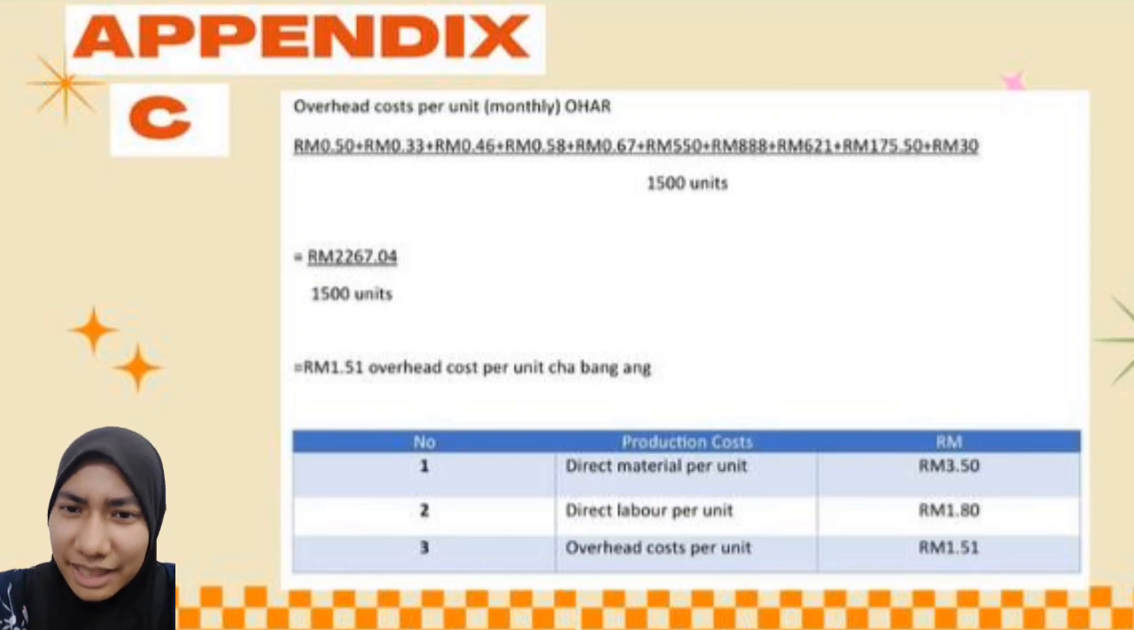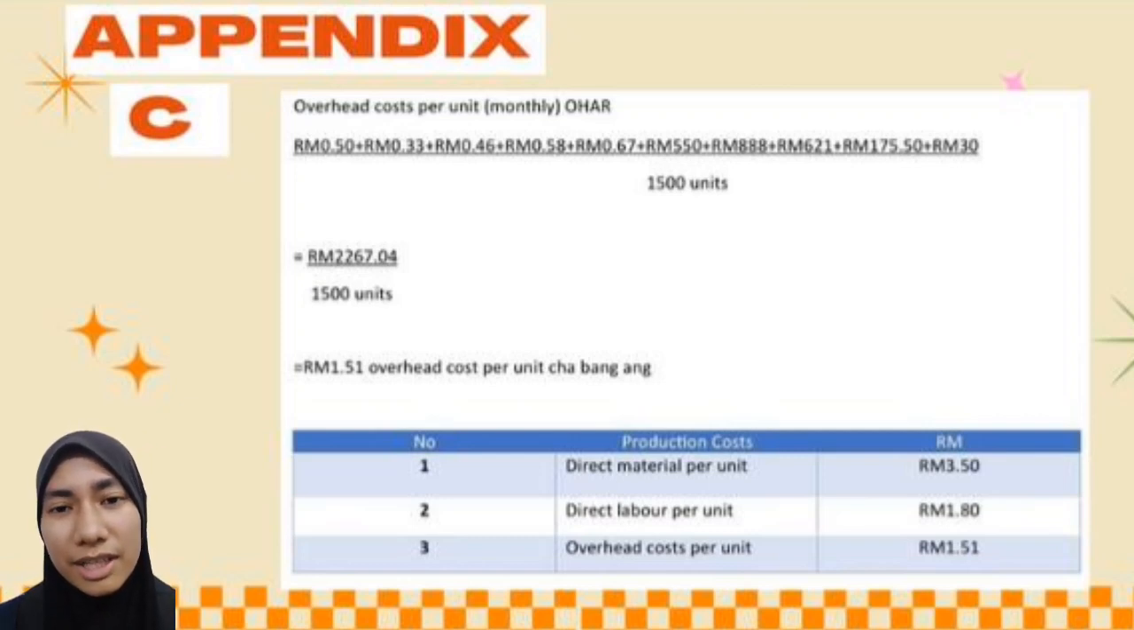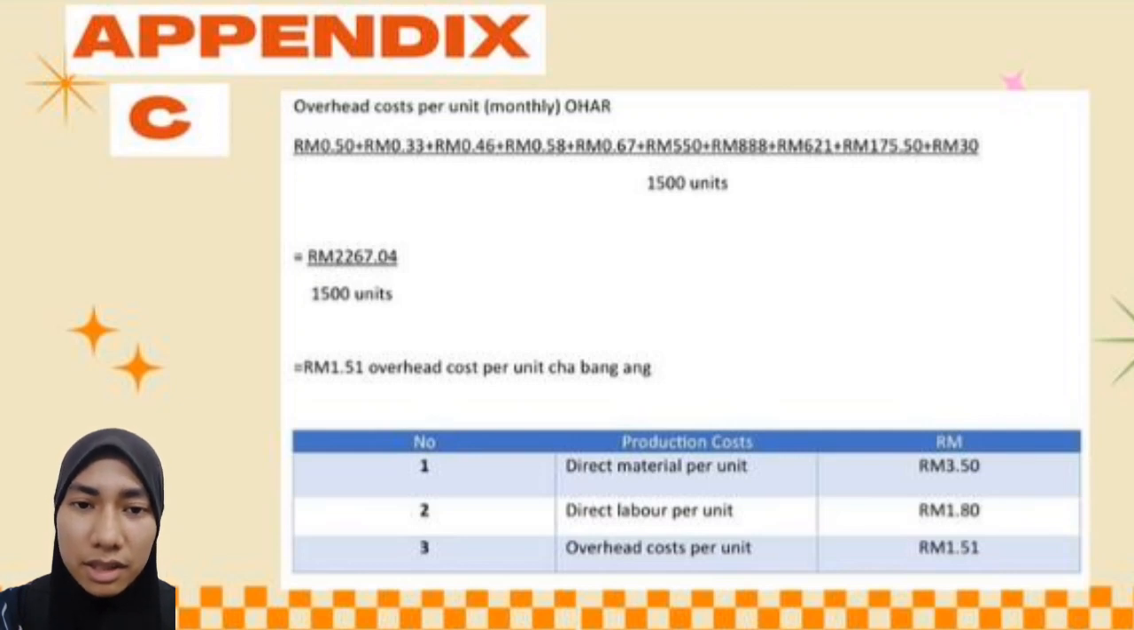175.50 ringgit and 30 ringgit, which will later be divided by 1,500 units, which is the bare minimum of Jamaah sales in a year. And the OHR would be 1 ringgit 51 overhead costs per unit of Jamaah.